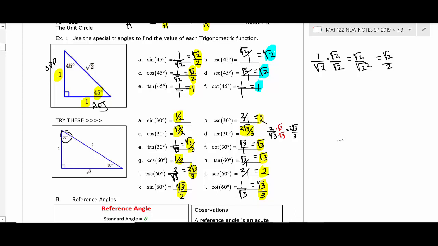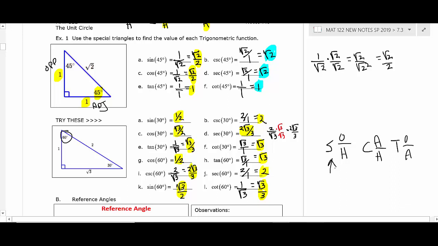So the key on this, of course, is knowing the SOH CAH TOA and knowing how to use that. And then know that the cosecant's the reciprocal of the sine, the secant's reciprocal of cosine, and cotangent's reciprocal of tangent. That's what you do, and you have to know how to rationalize denominators. Okay, so hopefully that went fine for you.